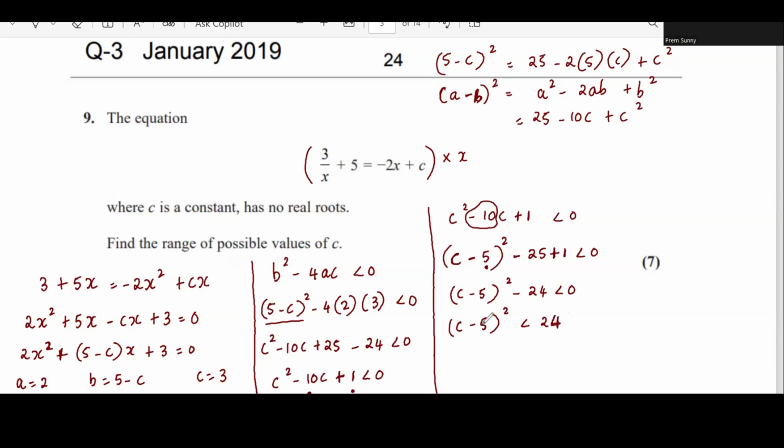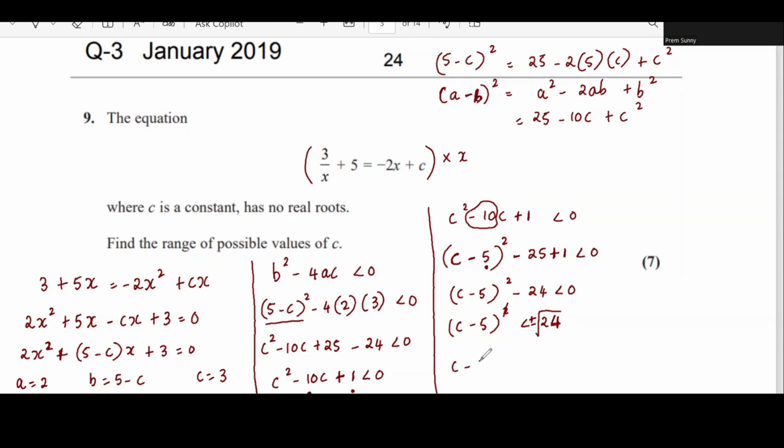Now I don't want (c minus 5) the whole square. Somehow I need to remove this square. We can do that. We can cancel this square. When you cancel, what you have to do is put a square root on the right hand side, also a plus or minus sign. I repeat, you can cancel the square. So when you cancel the square, make sure to put a square root on the right hand side and a plus or minus.